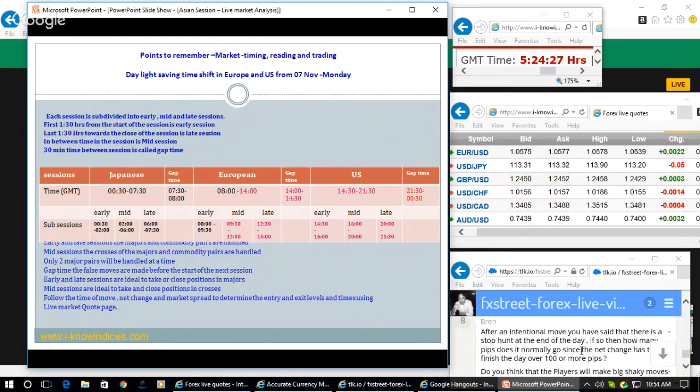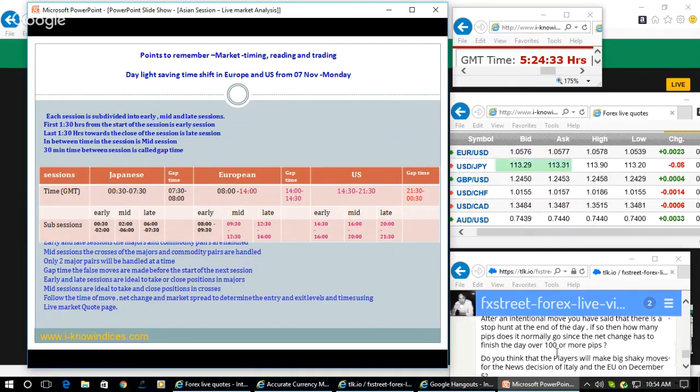Then Brent, after an intentional move, we have said that there is a stop at the end of the day. If so, then how many pips does it normally go, since the net change has to finish the day with 100 or more pips? See, when they continue to gain the level, those who have gone short, in the case of Euro, for example, will go in for a short covering. And sometimes what happens, the trade is going for an average when they are gaining the level. Take further sell, thinking that it will drop. And if it is not dropping, they will come for a short covering.